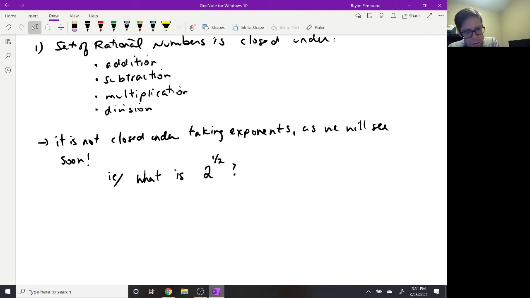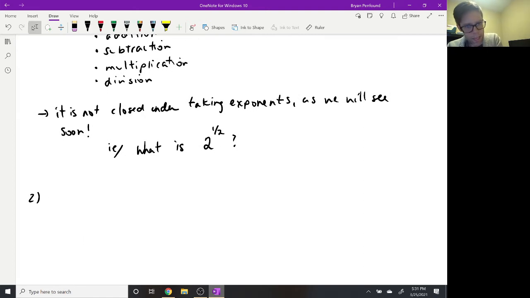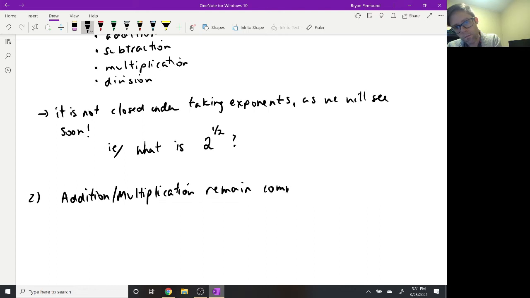So other than exponents, which is its own little bag of worms, the rational numbers are quite nice. They're closed under all of the major operations that we work with for our elementary and middle school students, maybe barring taking exponents. Addition and multiplication do remain commutative in this set. And of course, subtraction and division, being the stubborn operations that they are, are not going to be commutative with rational numbers.